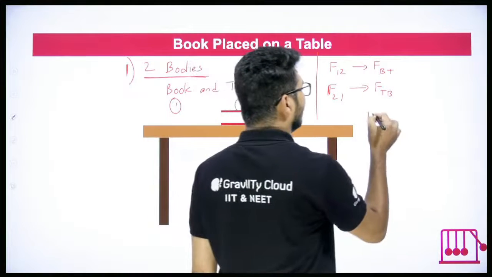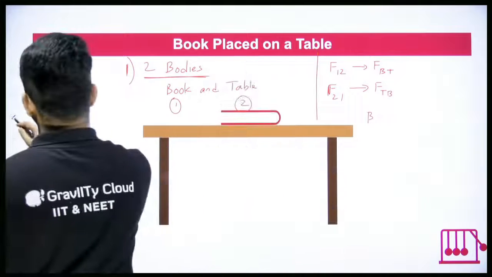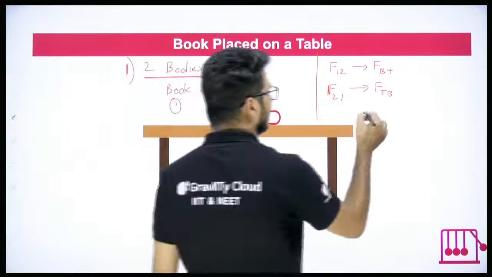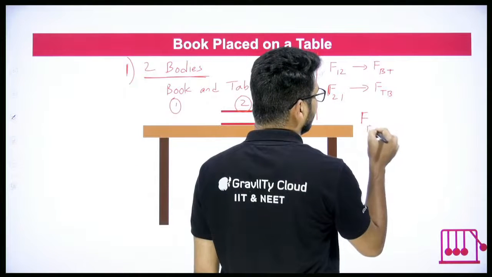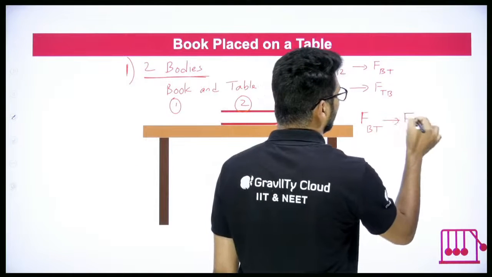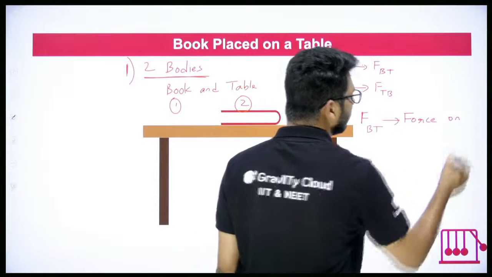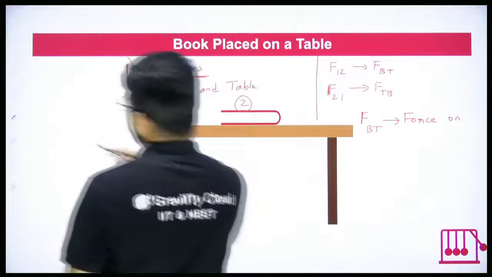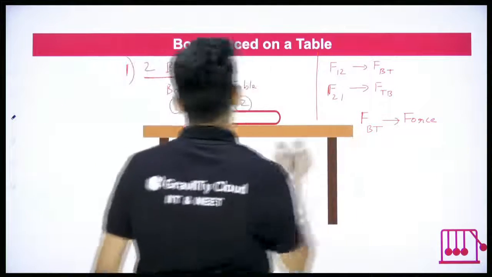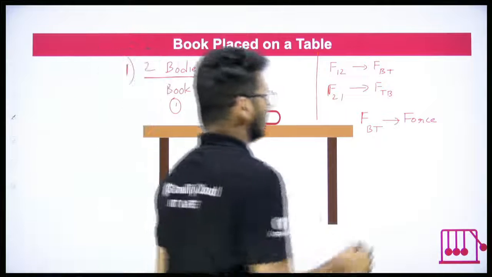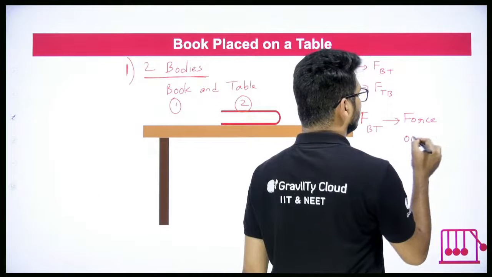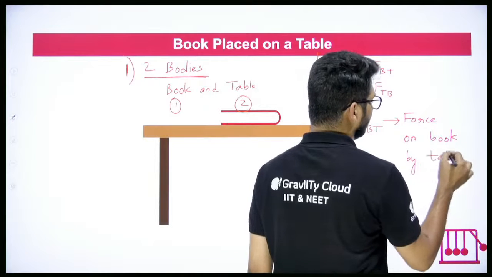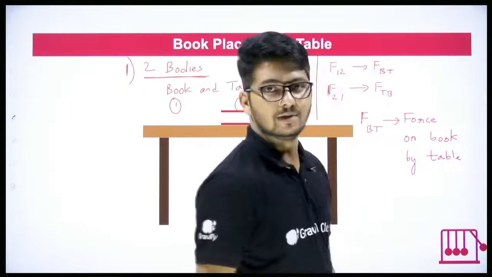What are FBT and what are FTB? Let me write that down. FBT will be force. First comes on, so on book. I'll just write it in this way. Force. On what? On book. First comes on. Second comes by. So force on book by table.